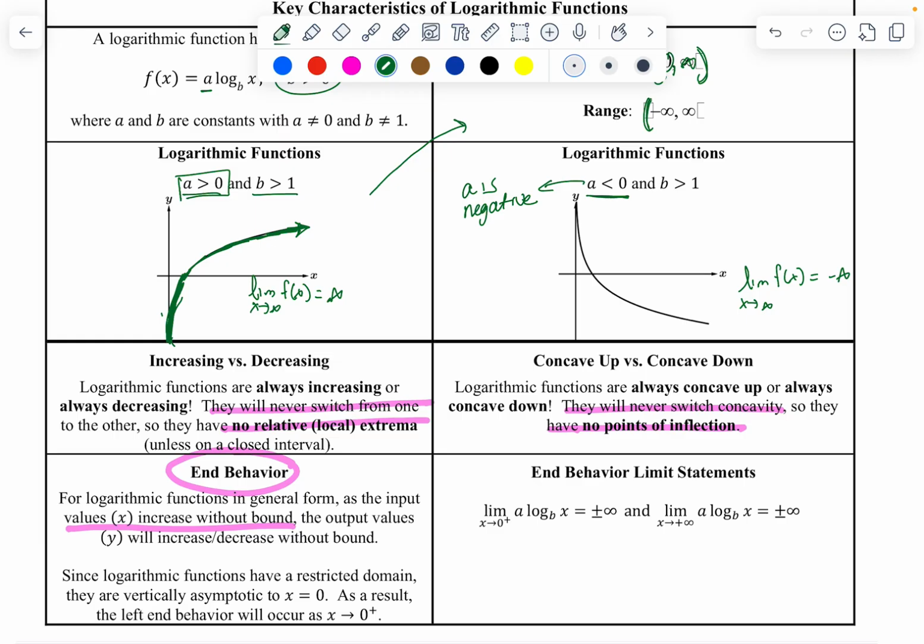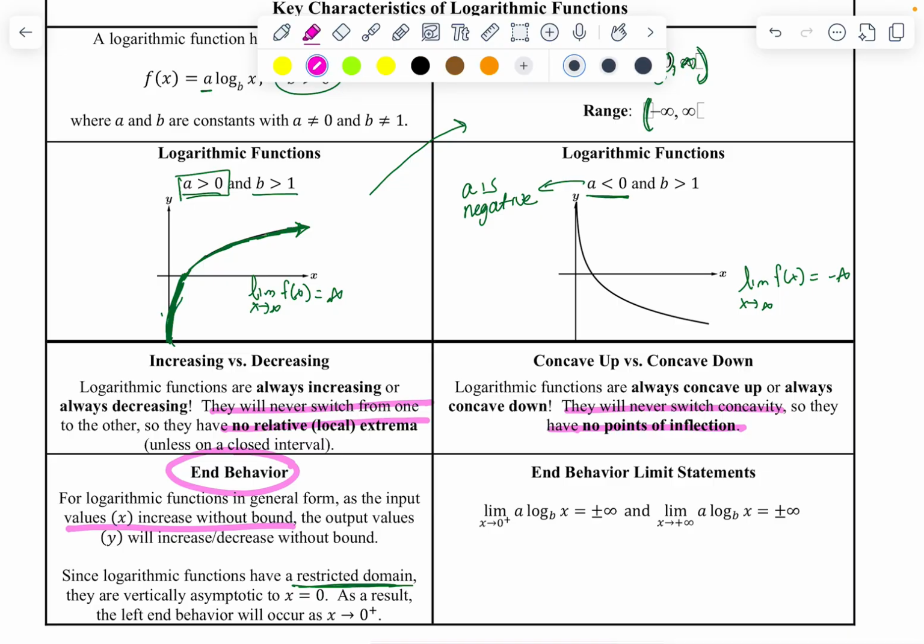Since log functions have a restricted domain because they start at 0, they are vertically asymptotic to x equals 0. As a result, the left end behavior will occur as x approaches 0. We're not going to say limit as x approaches negative infinity.